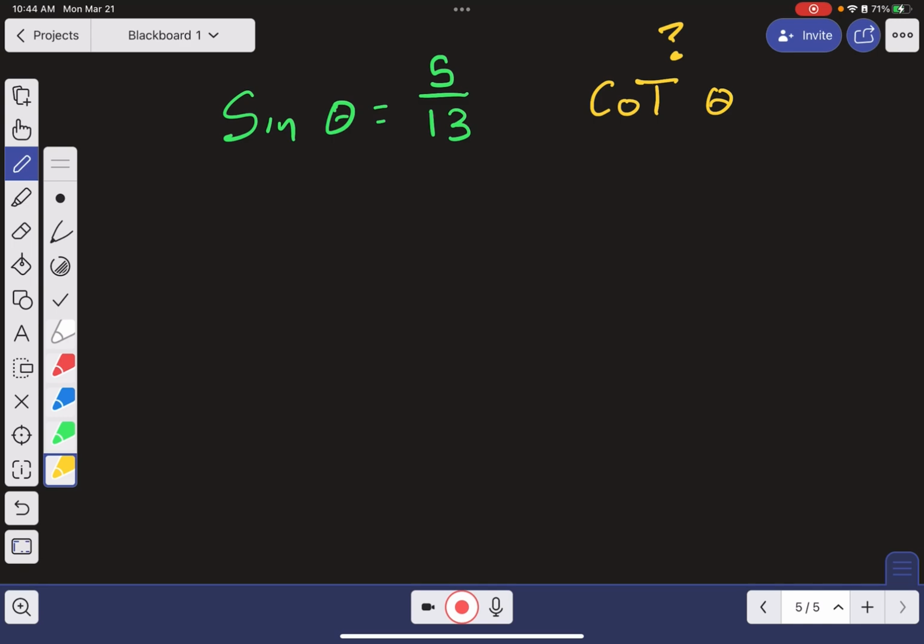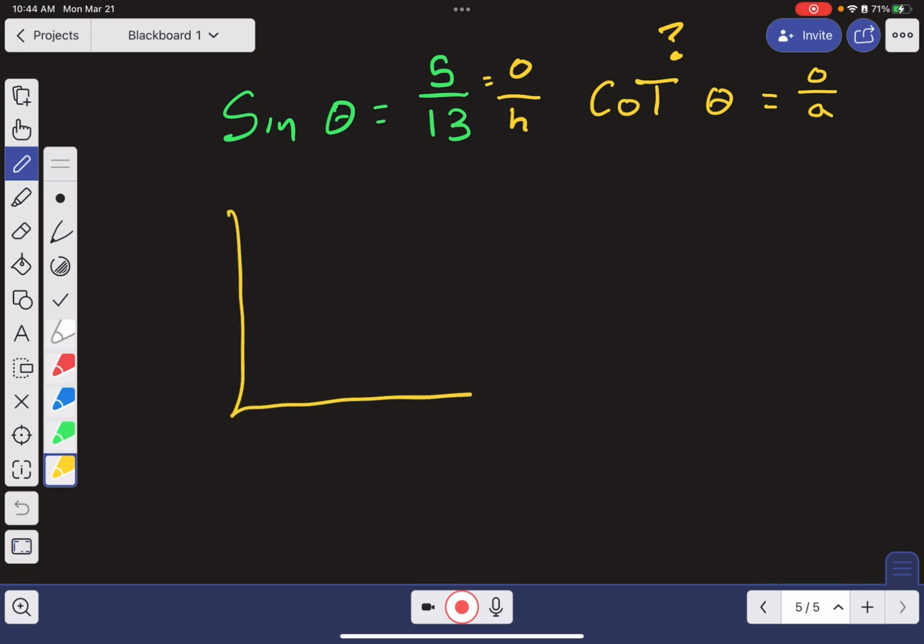Well, if we think about cotangent, cotangent is the reciprocal of the tangent. So I need to know the length of the opposite side, and I need to know the length of the adjacent side. Sine is opposite over hypotenuse. So this means that 5 is the opposite side, 13 is the hypotenuse. Well, I need the adjacent.